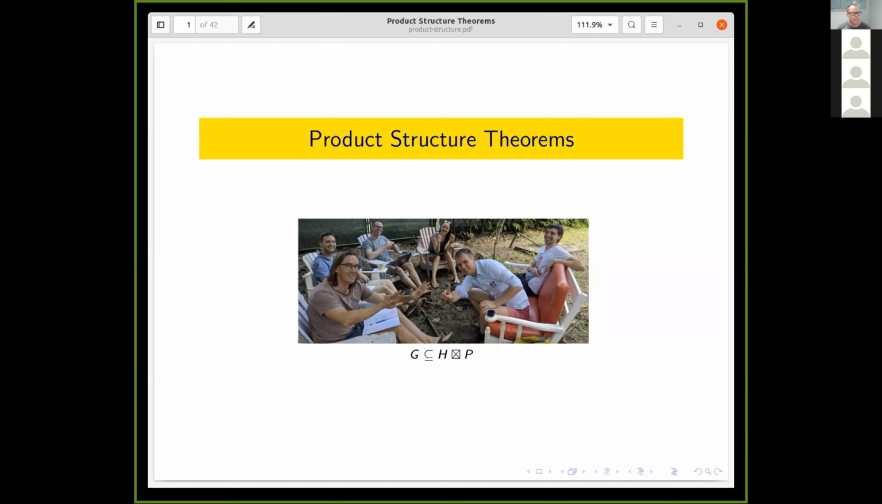Okay, so welcome. I'm going to introduce this topic of what have now become known as product structure theorems. These are fairly new things. This picture here was taken about 10 minutes after, I guess, the first one of these things was discovered, although we weren't really aware at the time that this theorem would be as useful as it turned out to be.